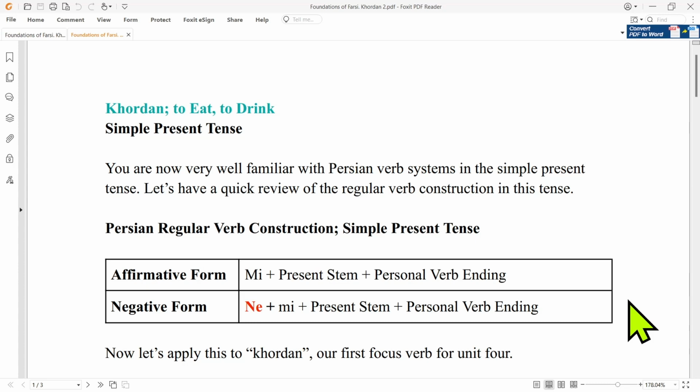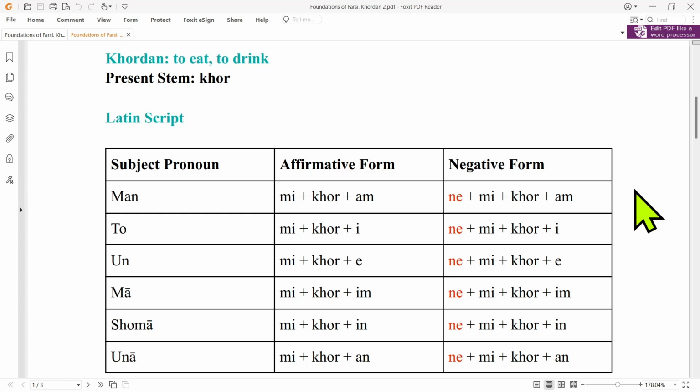Now let's apply this to khordan, which is our first focus verb for Unit 4. The present stem of khordan is khor. So I eat or I drink in Persian is man mikhoram. I don't eat or I don't drink is man nemikhoram. Similarly, we have to mikhori, to nemikhori.